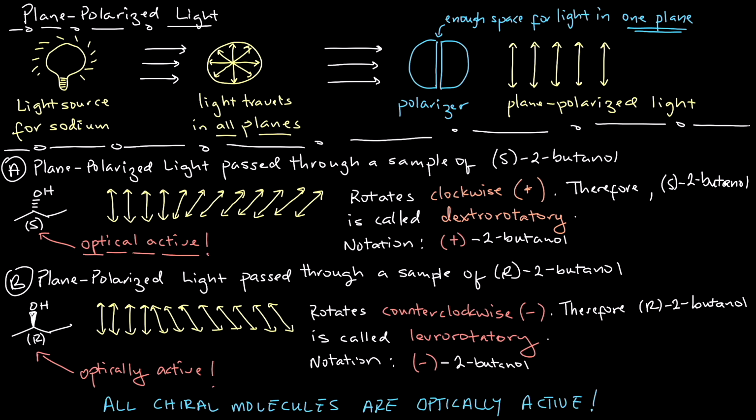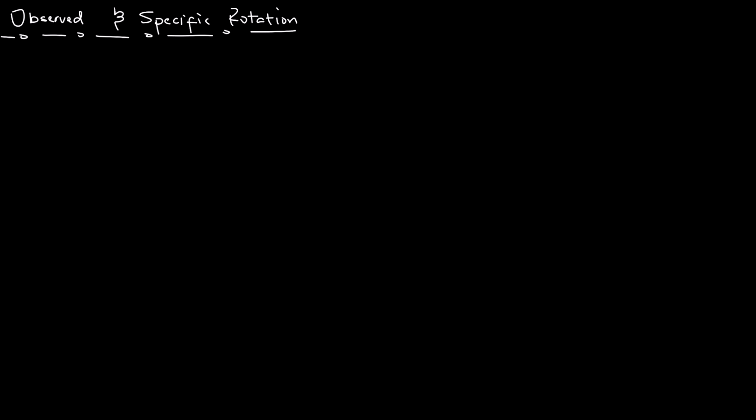And just to drive home this point, in case you haven't noticed it from this particular scene, all chiral molecules are optically active. So if you put a pure sample of a chiral molecule within plane polarized light, it will absolutely rotate plane polarized light in some direction, whether it's clockwise or counterclockwise. Okay, so now let's talk about how to quantify the optical activity of a particular enantiomer, a particular chiral molecule.